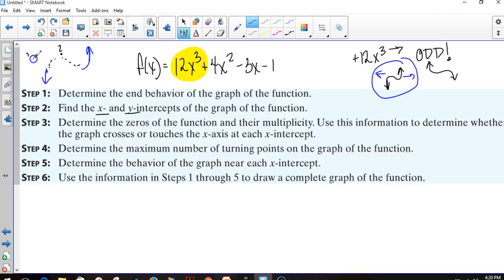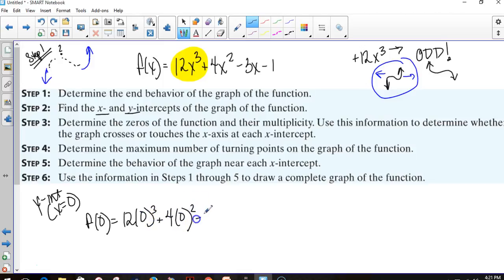So this is step 1. Step 2 says find the x and y intercepts. It's easy to find the y-intercept. To find y-intercepts, you let x equal 0. So if x is 0, I get 12 times 0 cubed plus 4 times 0 squared minus 3 times 0 minus 1. So all of that gives a negative 1.